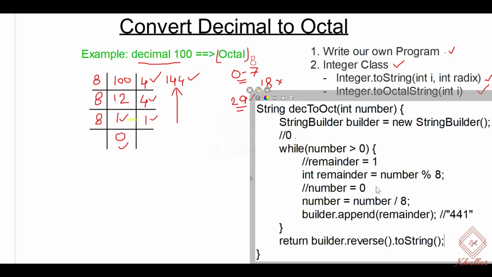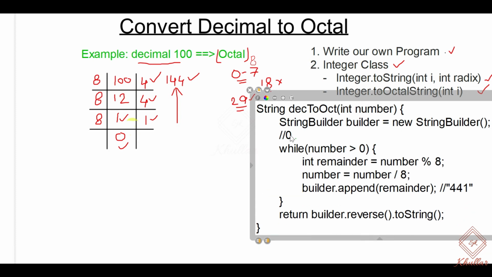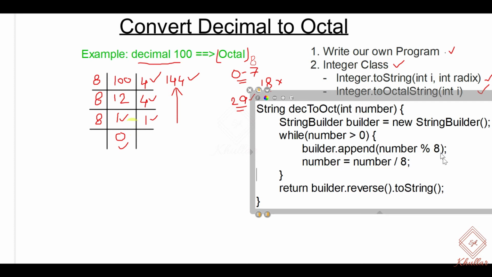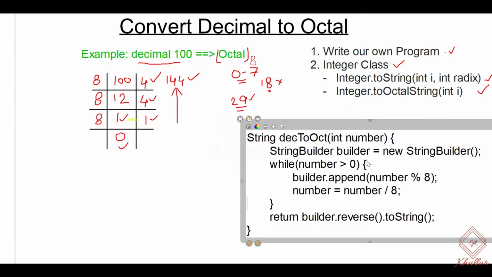Now let's clean up our program so that it becomes a bit smaller for our reference. This step I can also move here because we can directly append it. Let's be patient and see what exact output we are getting now. Okay, so this is our final program. We have the builder class, we perform this while loop operation, and every time we append the remainder, we reduce the number by the corresponding target radix system, and at last we reverse it back, right?